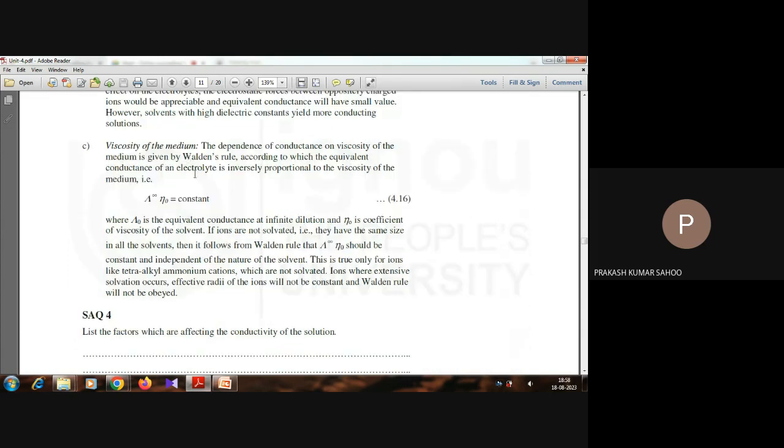The effect of medium is there, for which we have an equation, the Walden rule: infinite dilution conductance multiplied by infinite dilution viscosity is a constant, that is, Λ0 η0 equals a constant, where η0 is known as the coefficient of viscosity.